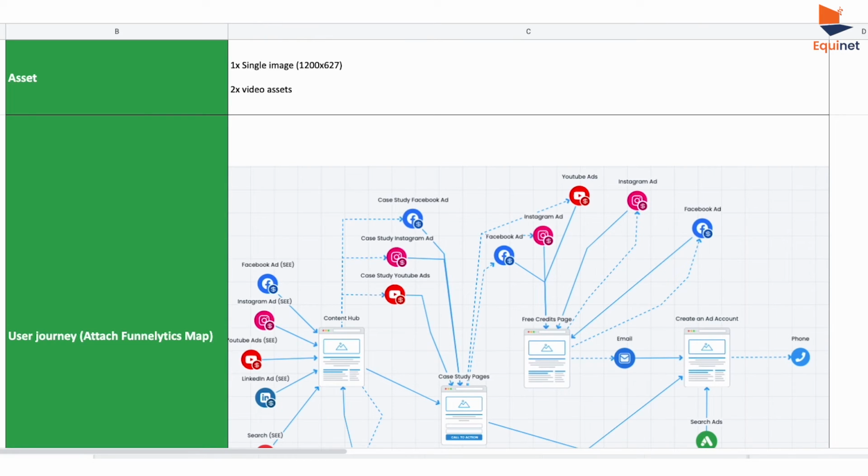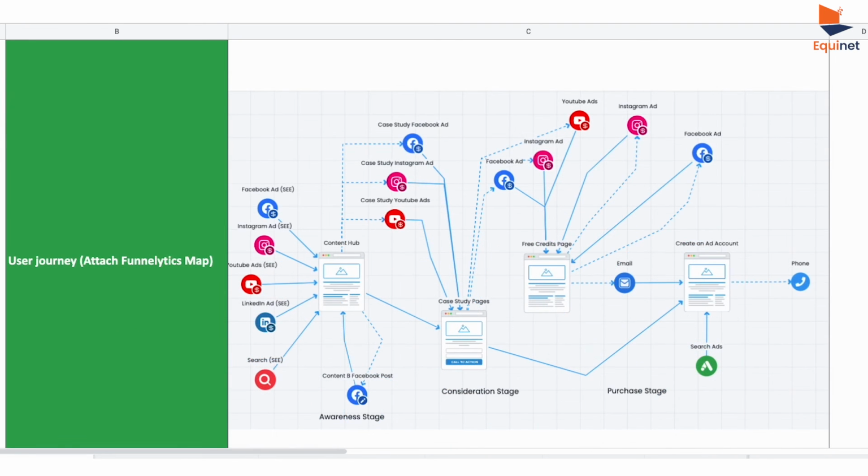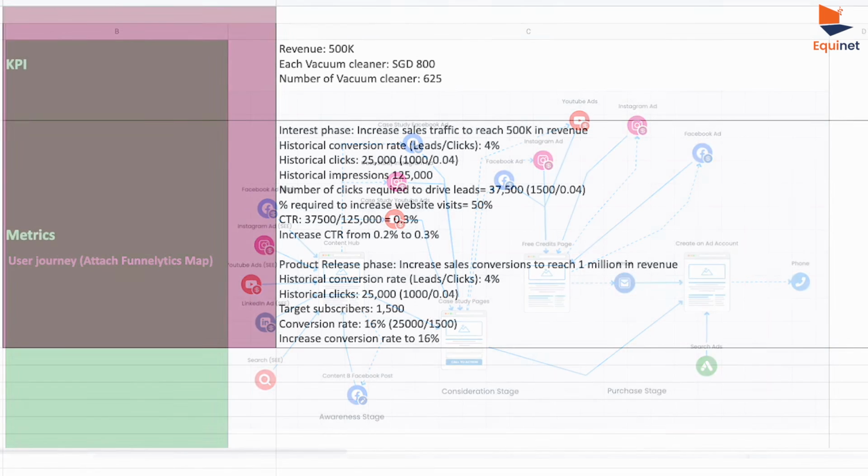Assets are what you will be using in your ads, such as images or videos. What supplementary creatives are you using in your campaigns to draw users in? Next is the user journey. This is the customer journey that we went through earlier in this learning unit. However, for this section, you should create a customer journey map using a mapping tool like Funnelytics, which we will go through in the next lesson.